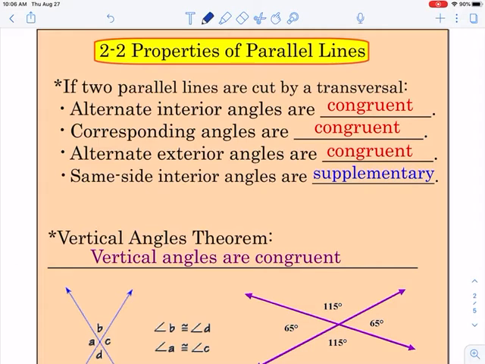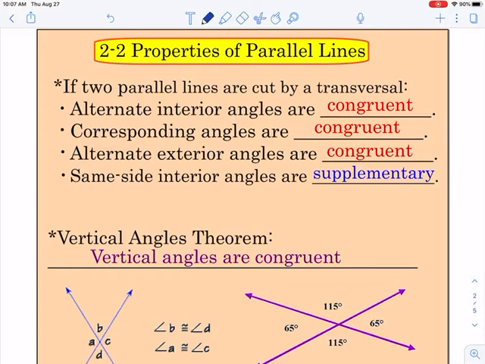Okay, so now all we're going to do today to make things different than yesterday is we're going to make those two lines parallel. And then some special stuff is going to happen with those angles that we're talking about. So if two parallel lines are cut by a transversal, we're still going to have something called alternate interior angles. And what's going to happen is those alternate interior angles are going to be congruent. Okay, we're also still going to have corresponding angles, and corresponding angles are going to be congruent.